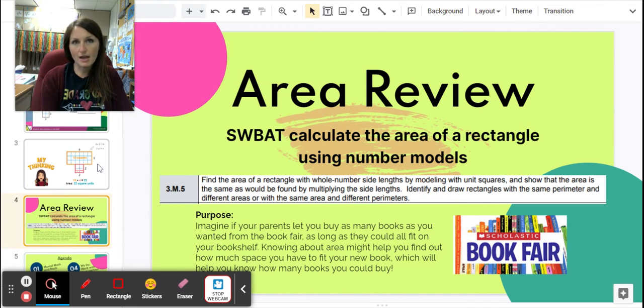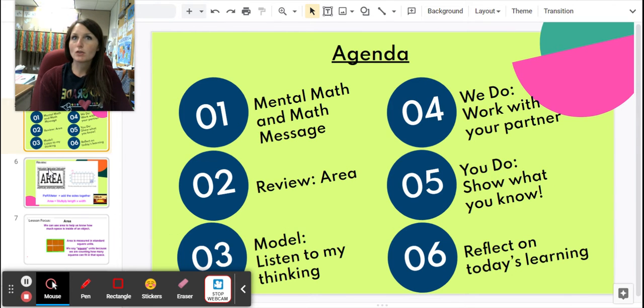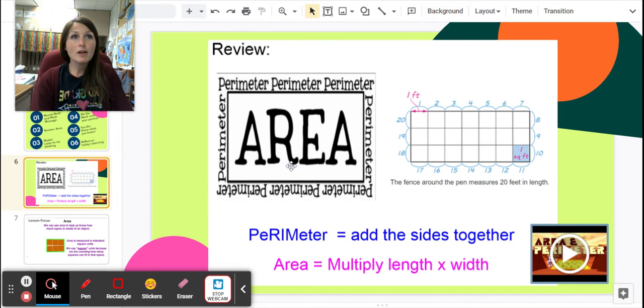Now, here I had a rectilinear shape, right? But we're going to focus in on rectangles. Lots of things to do, so let's get started. Let's remind ourselves, what is the difference between perimeter and area? Right, so the perimeter is the outside, and the area is the inside. We do area multiply, perimeter add. So that is what we have down here.